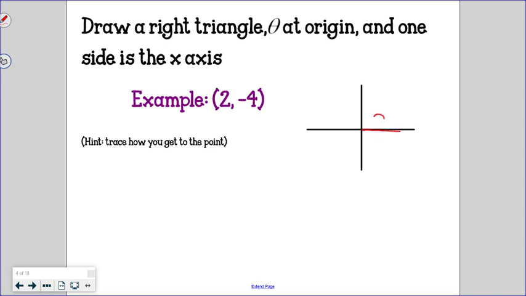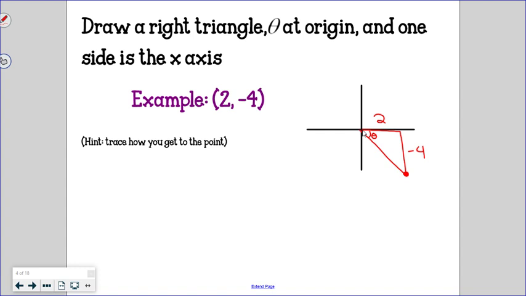I would go to the right 2. I would go down 4, okay? And that puts me to that ordered pair 2 comma negative 4. Connect that point back to the origin and put theta as the angle at the origin, always. Okay, so just start at the origin, trace the correct order, to the right 2, down 4 to get to that ordered pair. Now, a couple things that I will note.